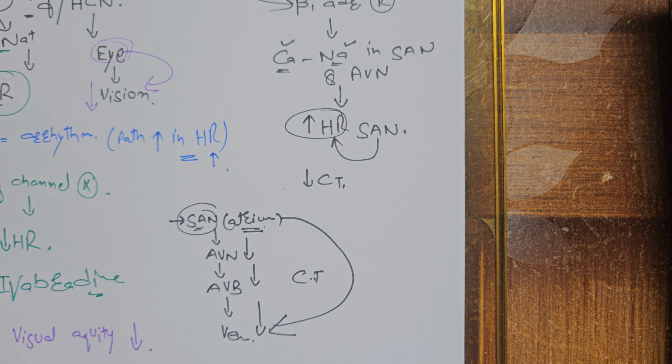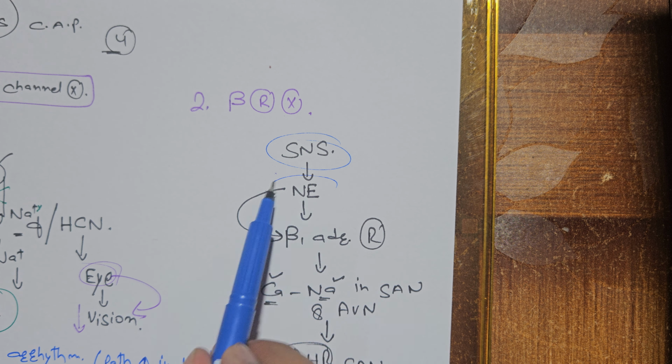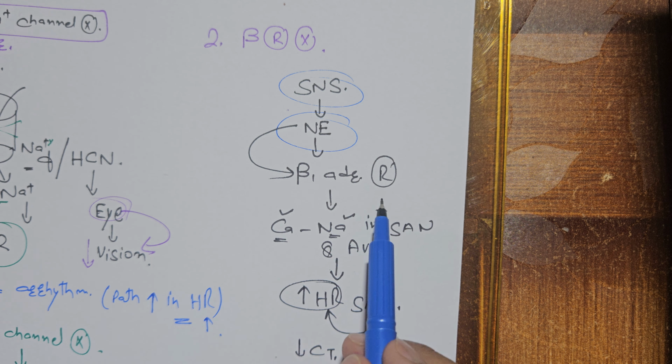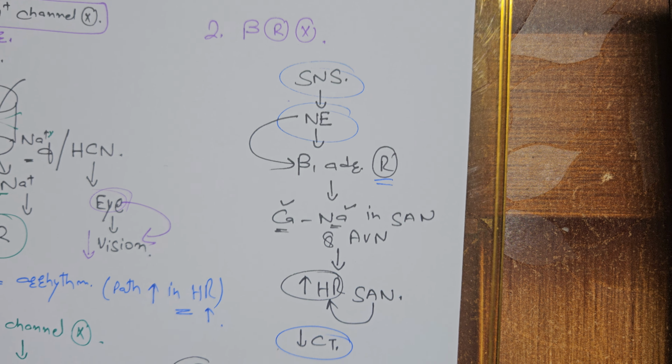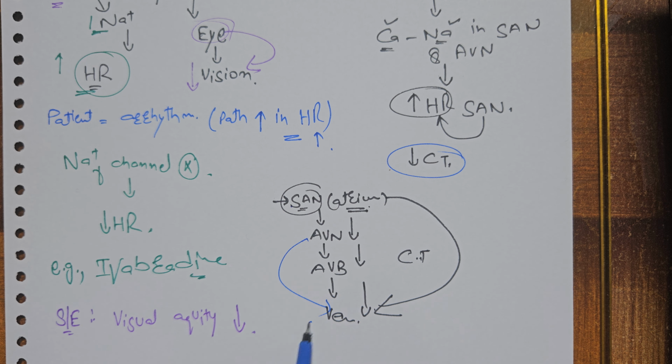So conduction time is the time taken by the impulse to go from the SA node to the ventricles, or from the AV node to the ventricles. Is that clear? When we stimulate the sympathetic nervous system, it releases the hormone epinephrine through these receptors. It decreases conduction time. That means less time is taken by the impulse to go from the SA node to the ventricles.